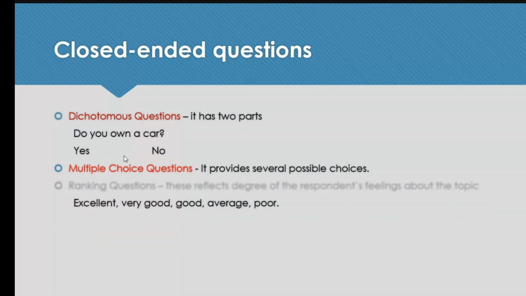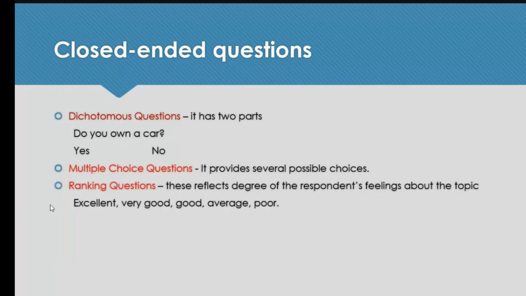Second one, multiple choice questions. Here the respondent may choose among several possible choices. The respondent may choose any one option from the several possible choices. Sometimes it may be multiple options, sometimes it may be one among the several possible choices. So again it is based on the instruction, based on the person who is collecting the data. Whichever way he wants, he can select in that manner.